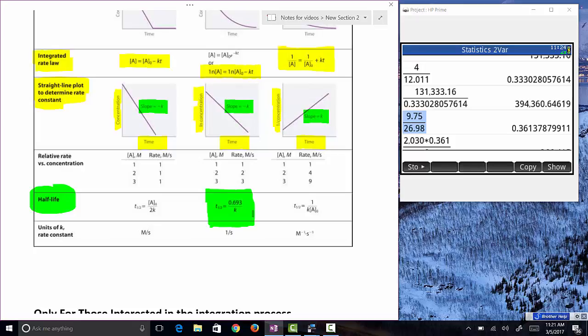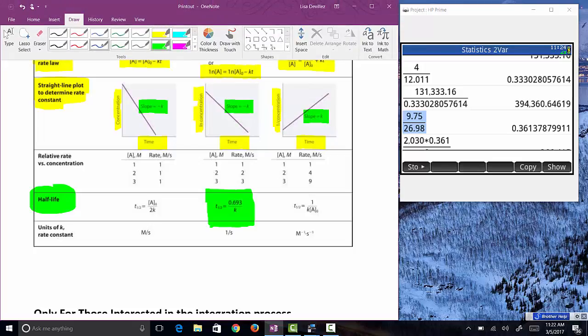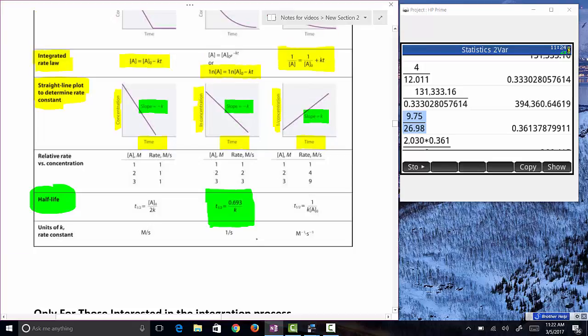Another thing to note is that in this unit, we will start seeing some problems involving nuclear decay. And the thing to note about that is that nuclear decay reactions are first order. So this is the equation we would use for the half-life.